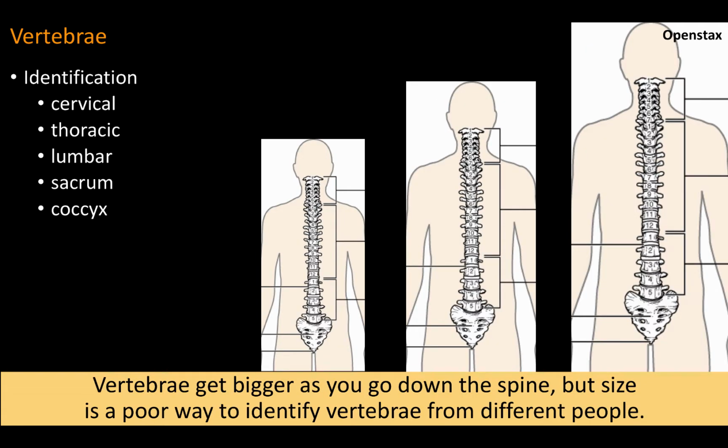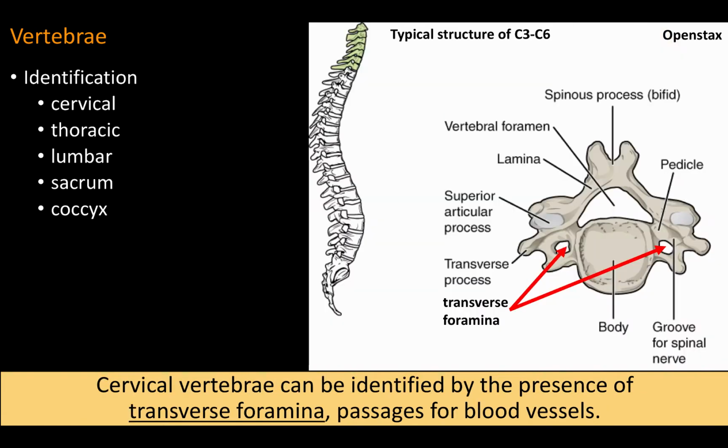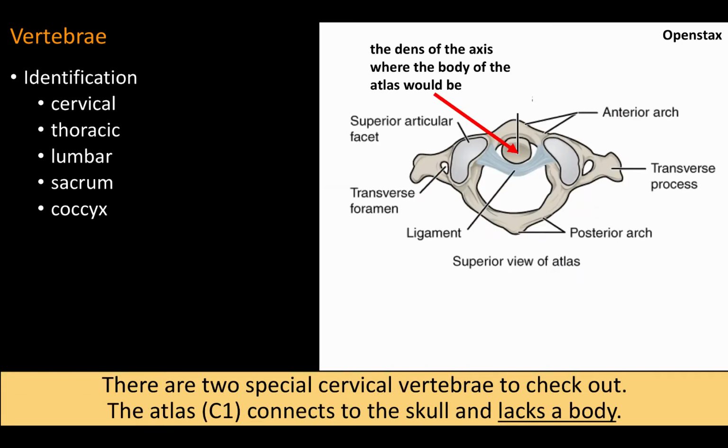Vertebrae get bigger as you go down the spine, but size is a poor way to identify vertebrae from different people. Cervical vertebrae can be identified by the presence of transverse foramina, passages for blood vessels. There are 2 special cervical vertebrae to check out. The atlas, C1, connects to the skull and lacks a body.